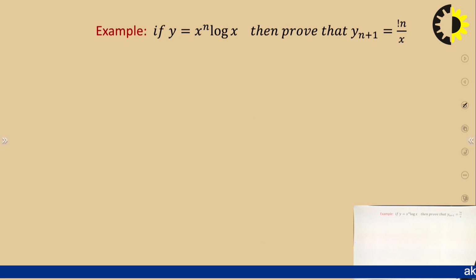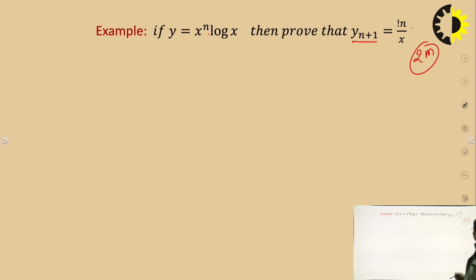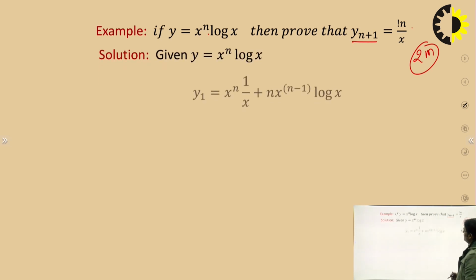Moving forward, I have another example. This example is very important for 2 marks in all AKTU Mathematics 1 university papers. So what is the question basically here? The example is, if y equals x to power n log x, then we must prove that the n plus 1 time differentiation of this function is supposed to be what? This is factorial n upon x. So let us discuss how this question can be solved.